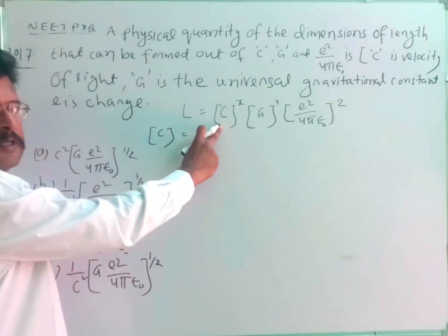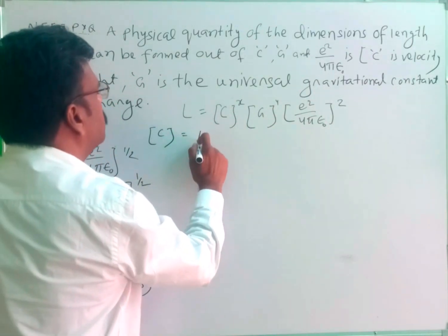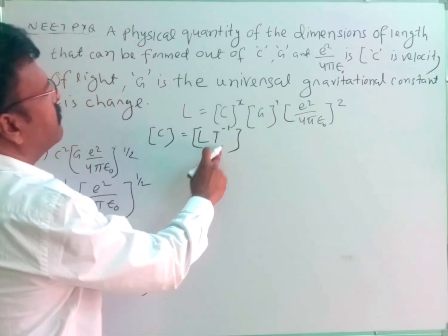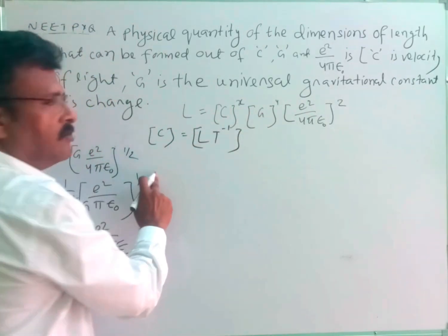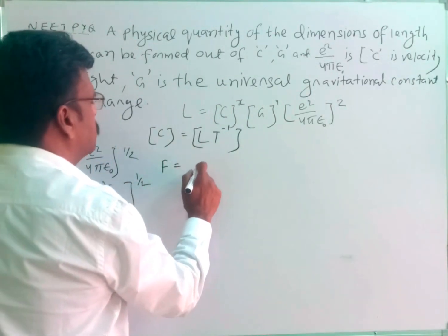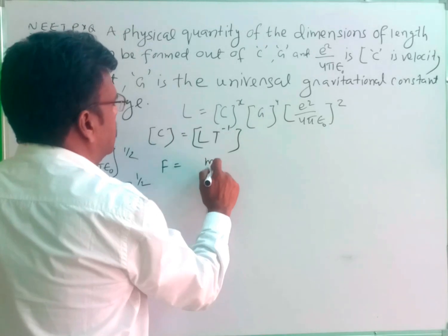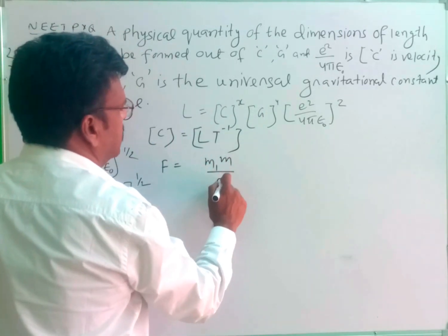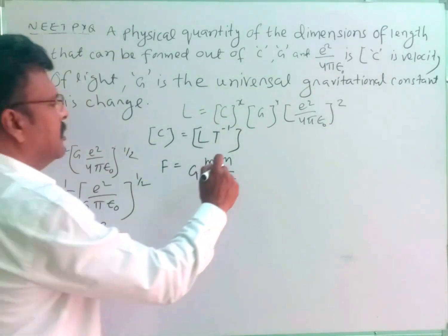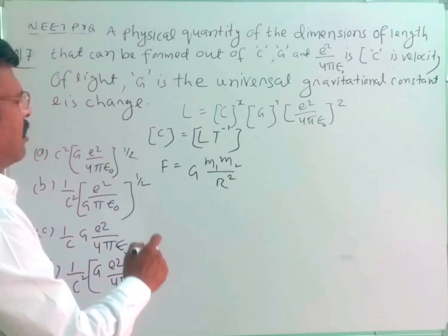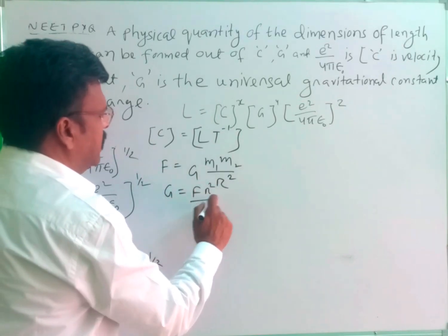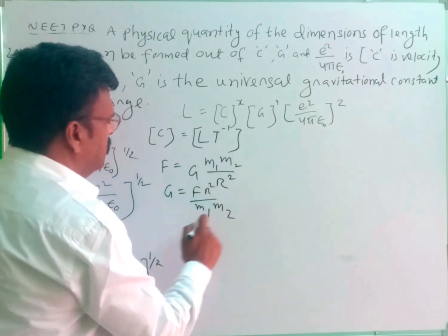What is the dimensions of velocity of light, c? Students, you know that velocity is LT⁻¹, its dimensional formula. What is G? According to Newton's law of universal gravitation, the force acting between two masses m1 and m2 separated by a distance r is F equals G m1 m2 by r², or G is equal to F r² by m1 m2.